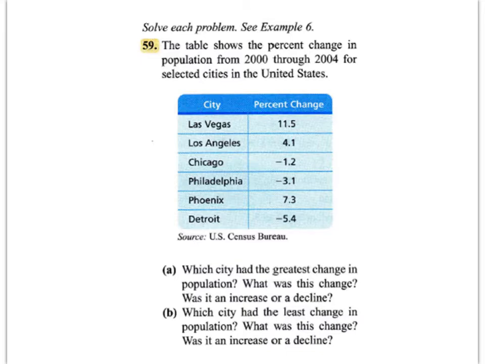Same kind of thing here. Which city had the greatest change in population? What was the change? Was it an increase or a decline? And again, we can see the percentage change. We don't actually know the raw number change. But the one with the greatest amount of change would have been Las Vegas, 11.5% change. That was the biggest percentage of change that they have. And then the least change in population, we'd be looking at Chicago going down 1.2.